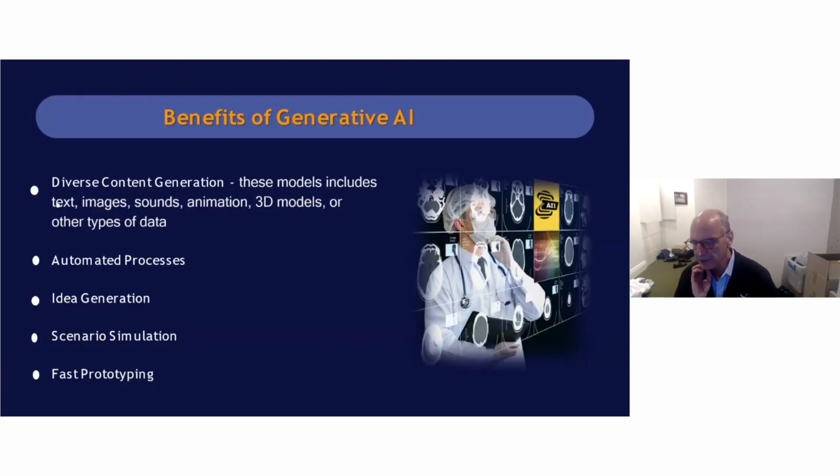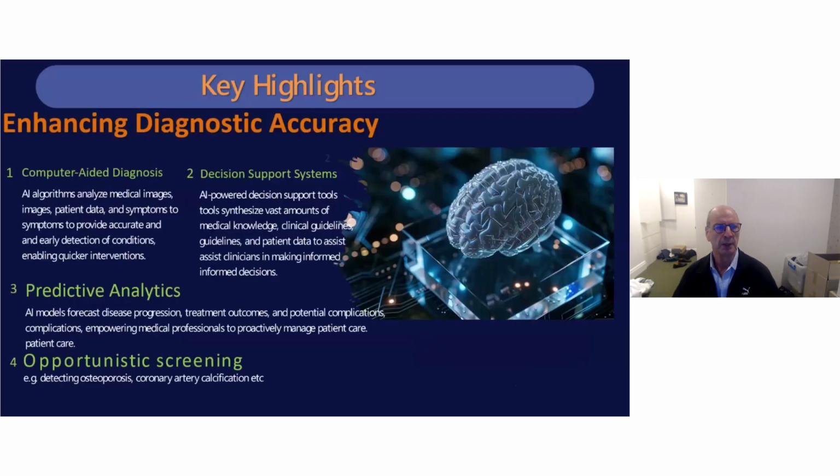So what are the benefits? Diverse content generation. These models include text, images, sounds, animation, 3D models. It can automate processes. It can generate ideas. It can simulate scenarios, and that's, for example, very useful in interventional radiology, and it gives you fast prototyping. So these things on this page are already something we use.